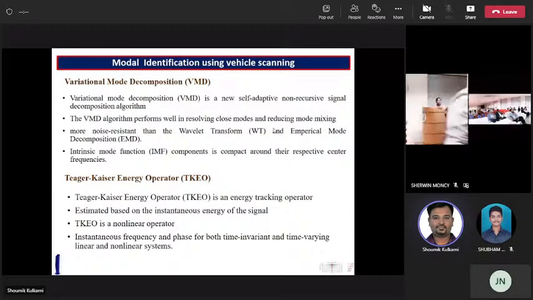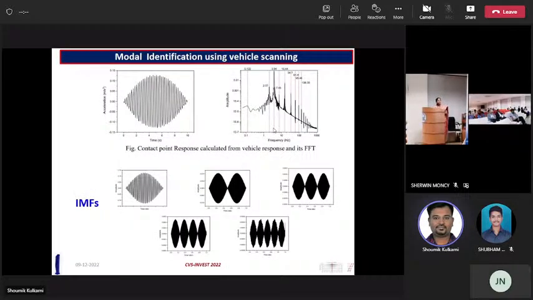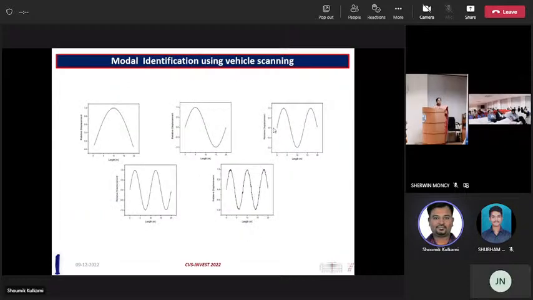So this is another decomposition technique. It is also giving something like IMFs, and we take those and see the energy content of them. If you see, these are the frequencies, and these are the IMFs from the BMD, and the energy calculation of these IMFs gives you the mode shapes.